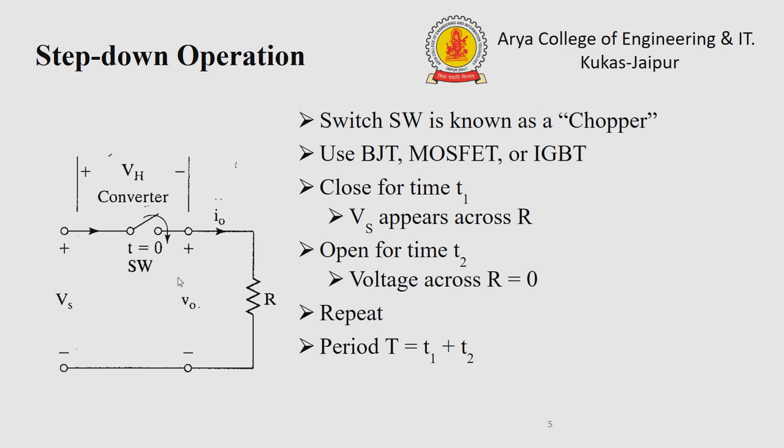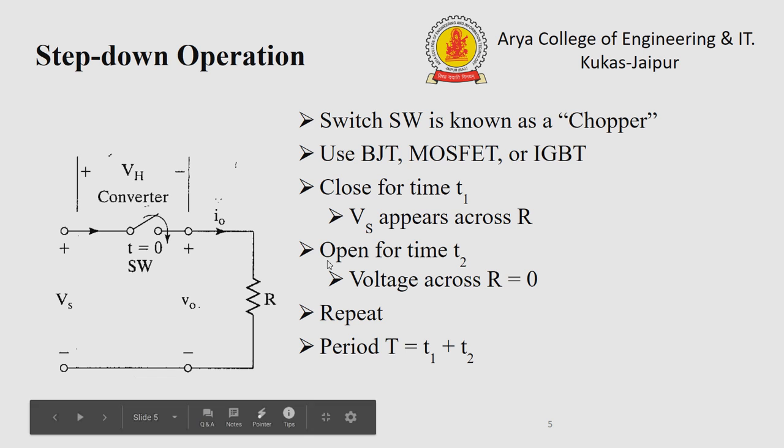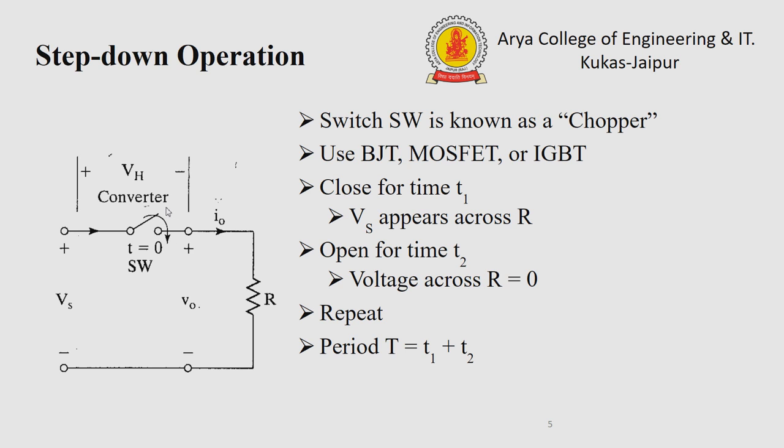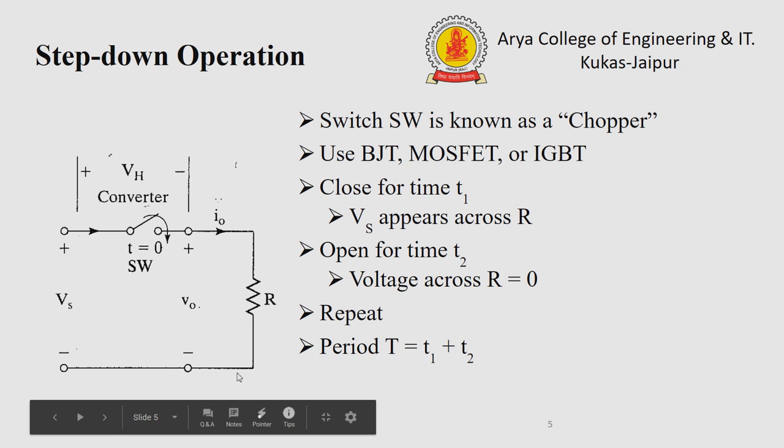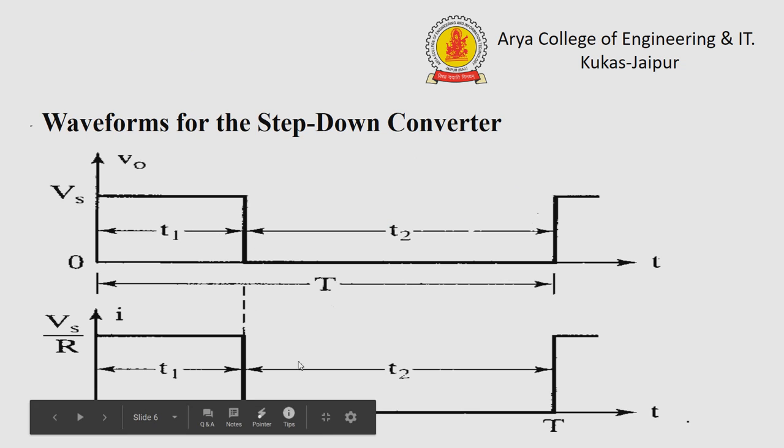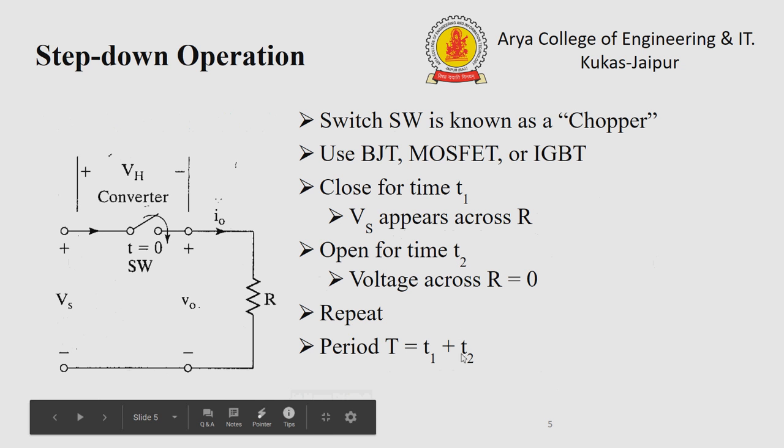When the switch SW is on, the current flows through the load and back to the supply. And for the second time, if we open the switch, then the current in the resistor and voltage across R is equal to 0. So the total period time T equal to T1 plus T2.